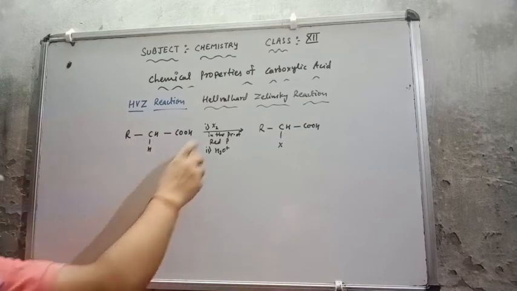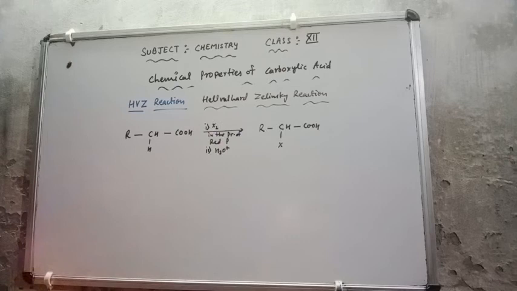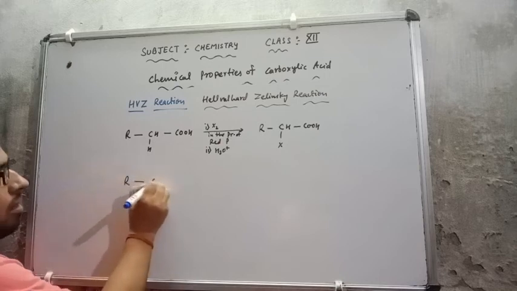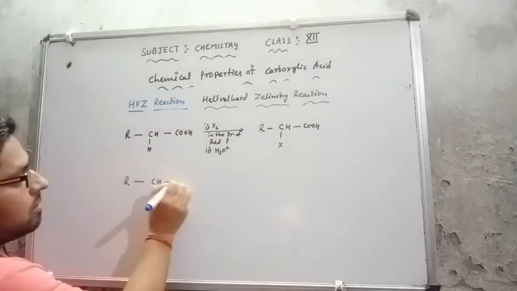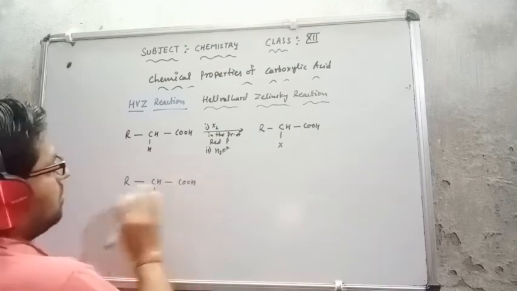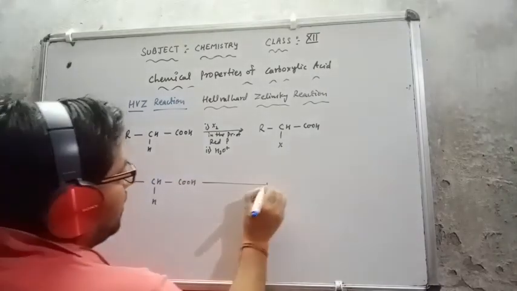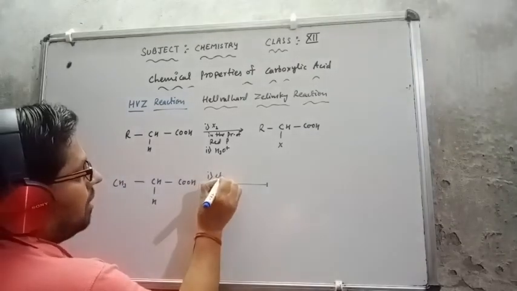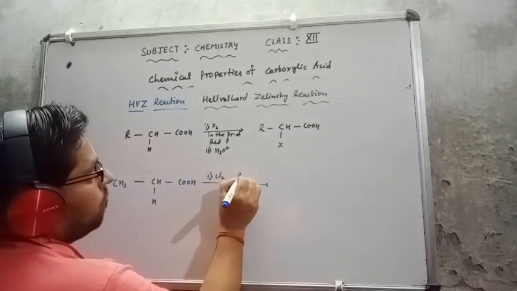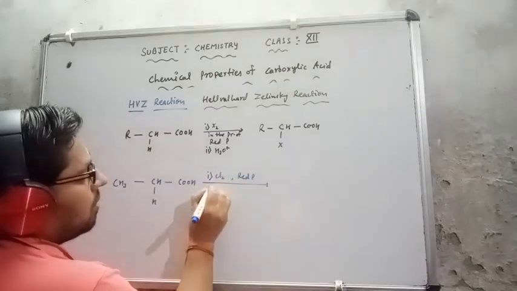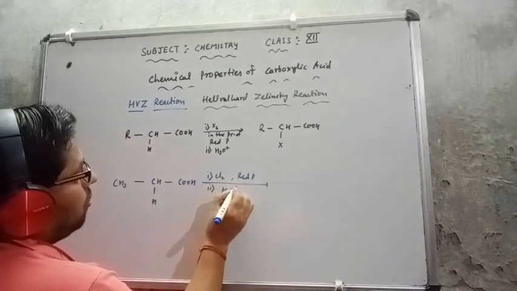In the place of halogen, whatever you will take, chlorine or bromine, that will be used. Like if I discuss with you, this will be R-CH-COOH. In the place of R, you can take CH3 here. And here I am taking Cl2 in the presence of red phosphorus, and the second step is H3O+.